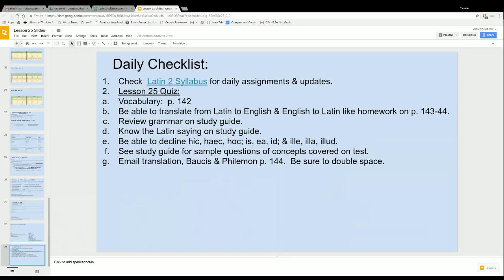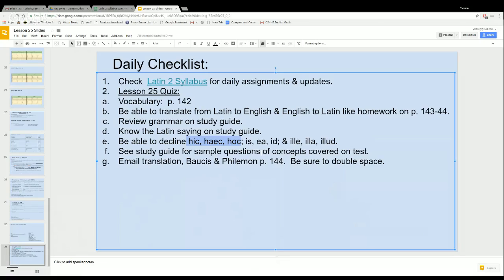Obviously, it's 1 point per word. So each of these is, let's see. The declension of hic, haec, hoc would be 30 points. Here's another 30 points for is, ea, id, and another 30 points for ille, illa, illud. So 30, 60, 90. 90 points on your test right there. Easy points if you've memorized it, okay? And then, of course, there will be a study guide and sample questions on there.